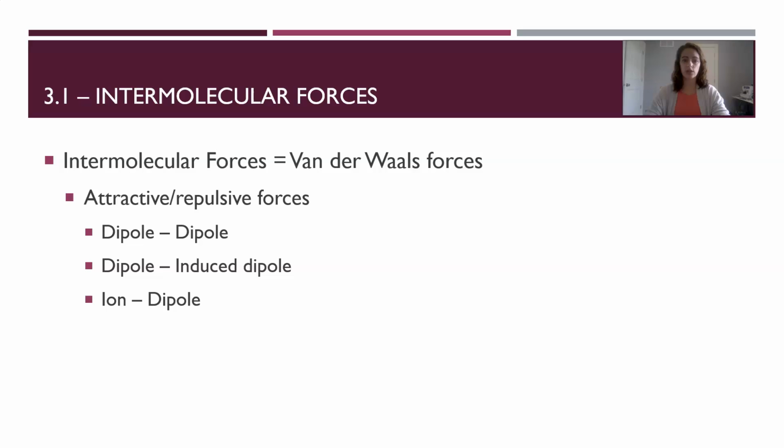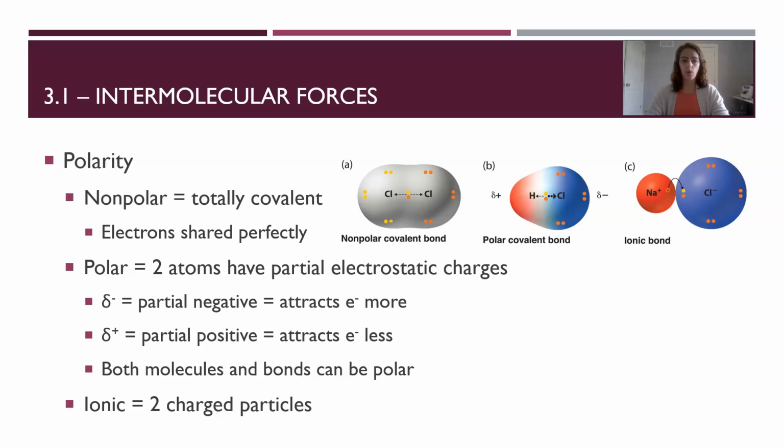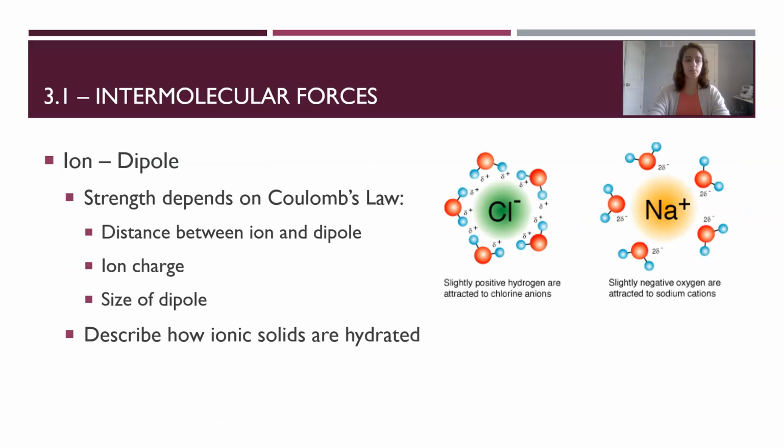So intermolecular forces are also called van der Waals forces. These are attractive and repulsive forces, and there are three main categories: dipole-dipole, dipole-induced dipole, and ion-dipole. I'm going to go back just for a second. A dipole happens when there is a partial positive or a partial negative. So a dipole is going to exist when the electron density is shifted one direction or the other. It's always going to exist in a polar covalent bond, and we're also going to talk about how we can have temporary or induced dipoles in non-polar bonds as well.